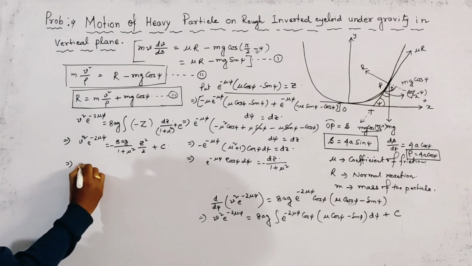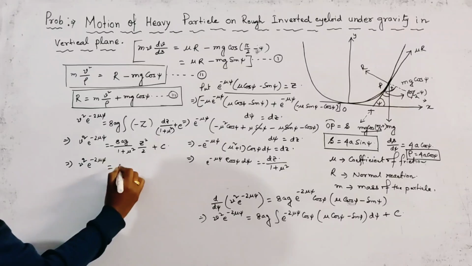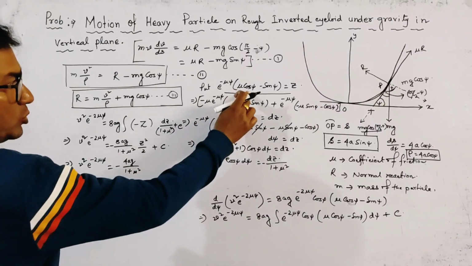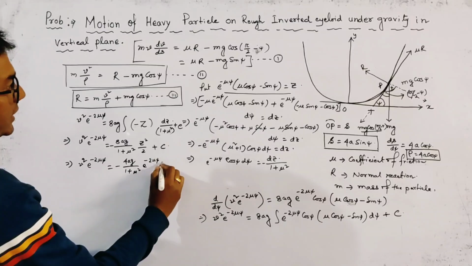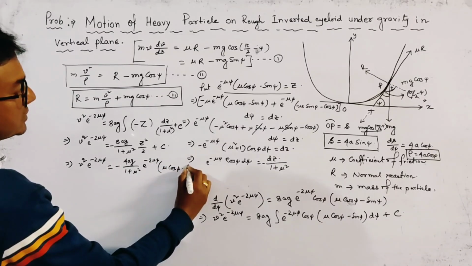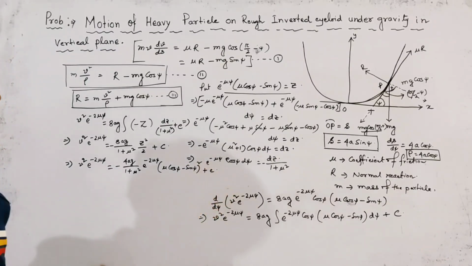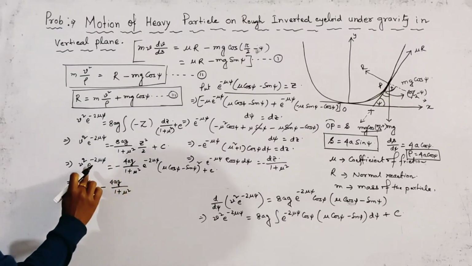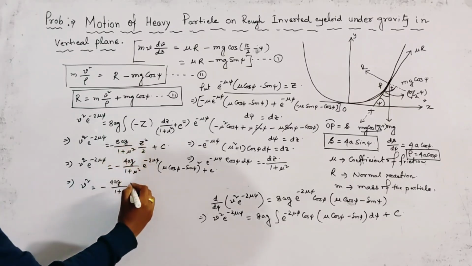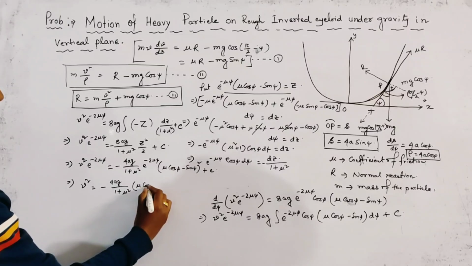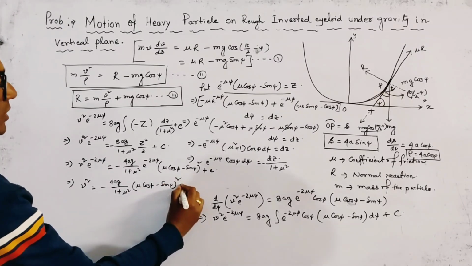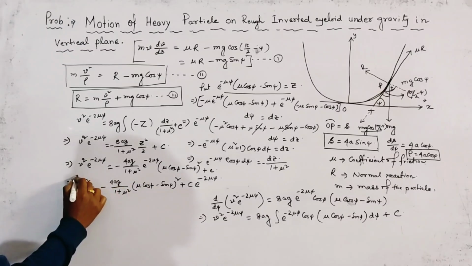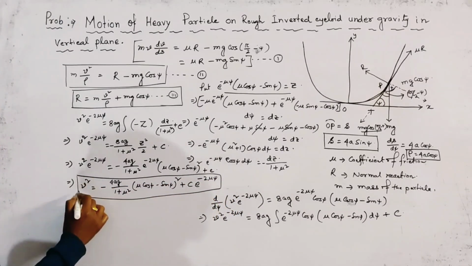Okay, now we get v square into e to the power minus 2 mu psi equal to minus 4ag by (1 plus mu square), and the value of z we put here: e to the power minus 2 mu psi into (mu cos psi minus sin psi) whole square, plus c. Now v square is given by minus 4ag by (1 plus mu square); e to the power minus 2 mu psi cancels out, and one term remains: (mu cos psi minus sin psi) whole square, plus c into e to the power minus 2 mu psi. Okay, we get the total integration of this line.